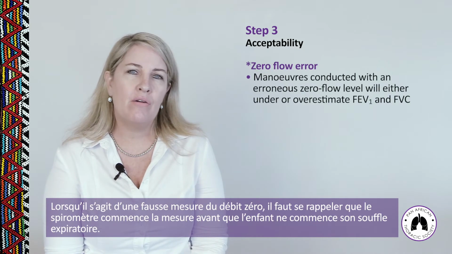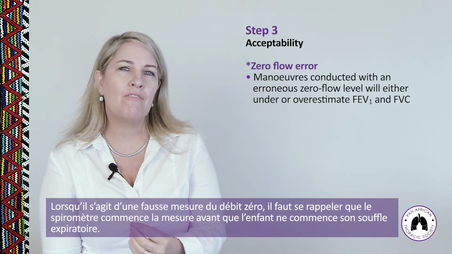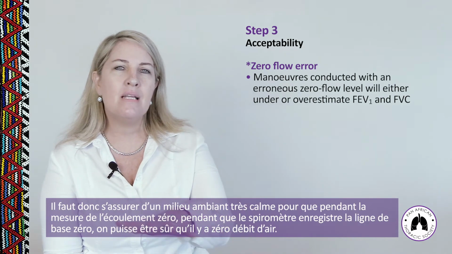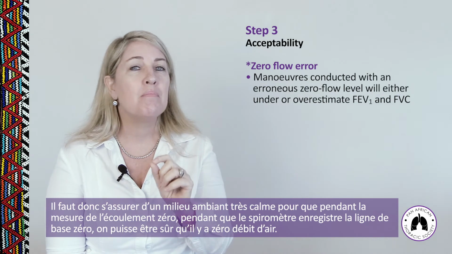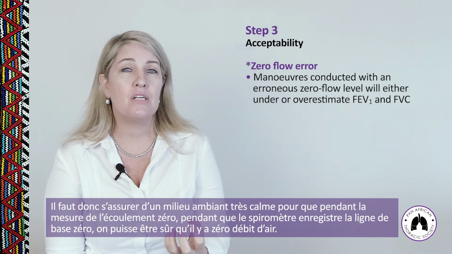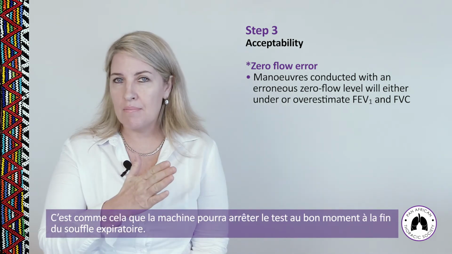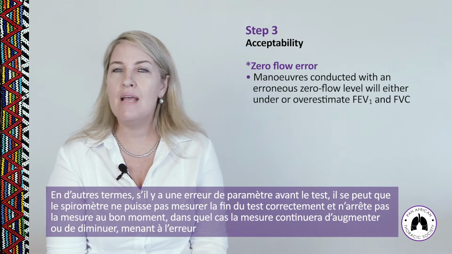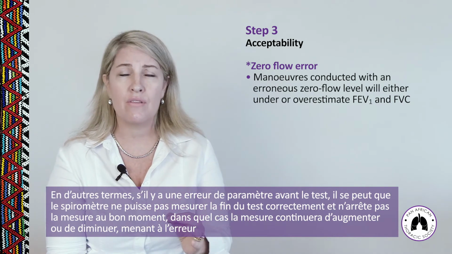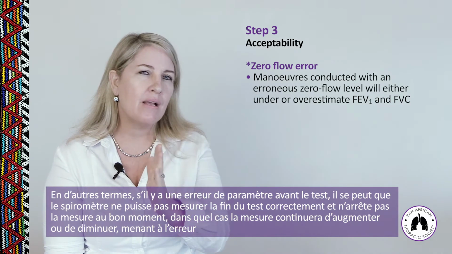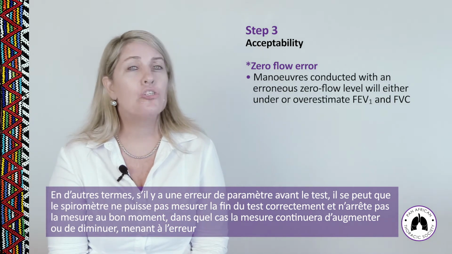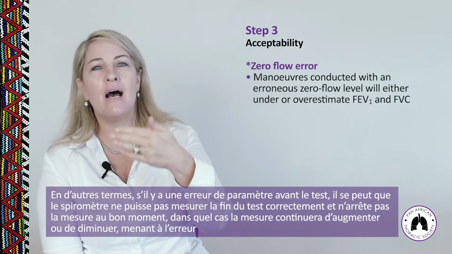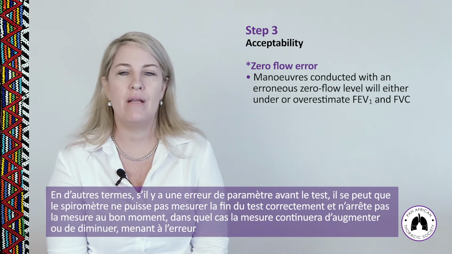When it comes to a zero flow error, remember that zero flow is a measurement of airflow by the spirometer before the patient actually starts the blow. So the environment needs to be very calm so that when the zero flow is being measured, the baseline flow of air is being measured, there is zero airflow, so that the machine is able to switch off the test correctly at the end of the blow. So in other words, if there is a faulty zero flow setting before the start of the test, it means that the spirometer may not recognize the end of test correctly and may not stop the testing session at the correct moment, in which case it will carry on reading a higher and higher reading or a lower and lower reading, which would be incorrect.